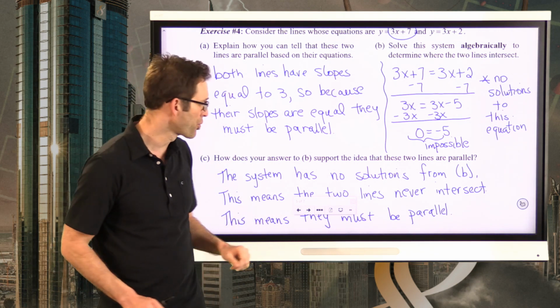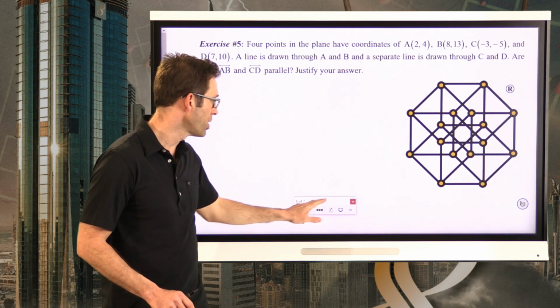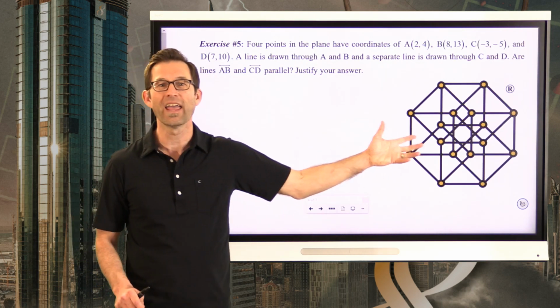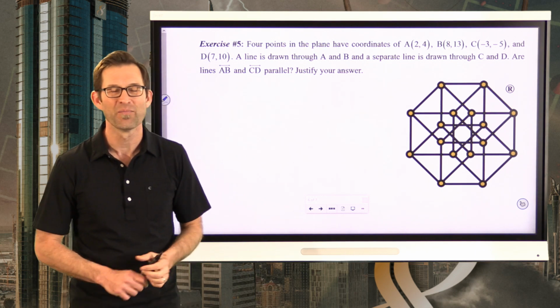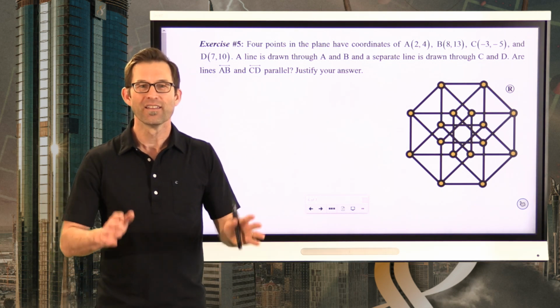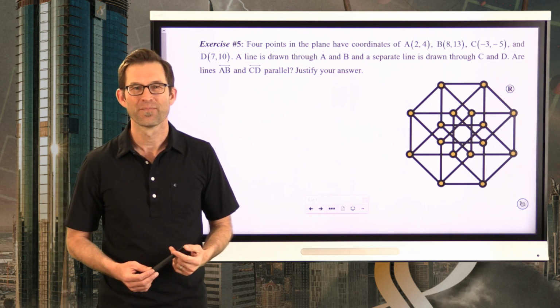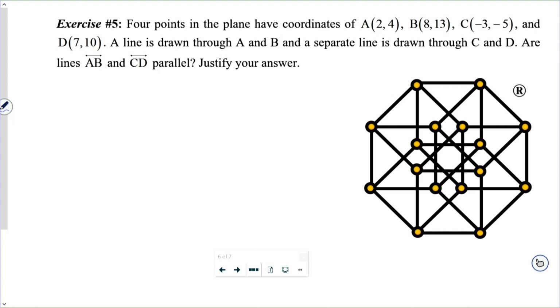All right, let's do one more problem with slope and parallel lines. And with my giant eMath instruction symbol there, the hypercube. All right, let's take a look at exercise number 5. 4 points in the plane have coordinates A (2, 4), B (8, 13), C (-3, -5), and D (7, 10). A line is drawn through A and B, and a separate line is drawn through C and D. Are lines AB and CD parallel?